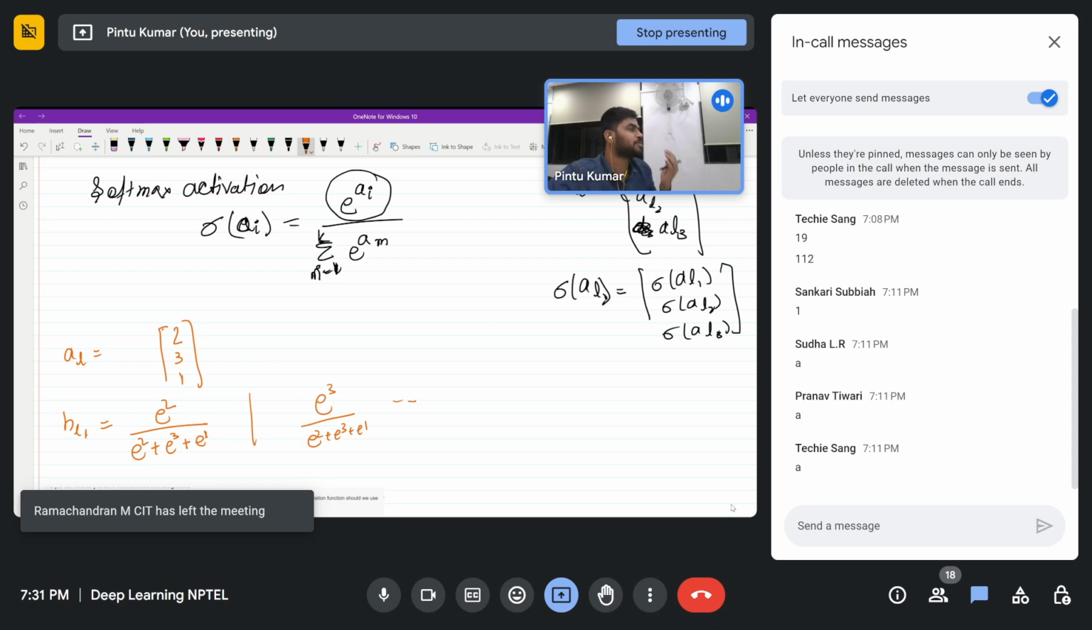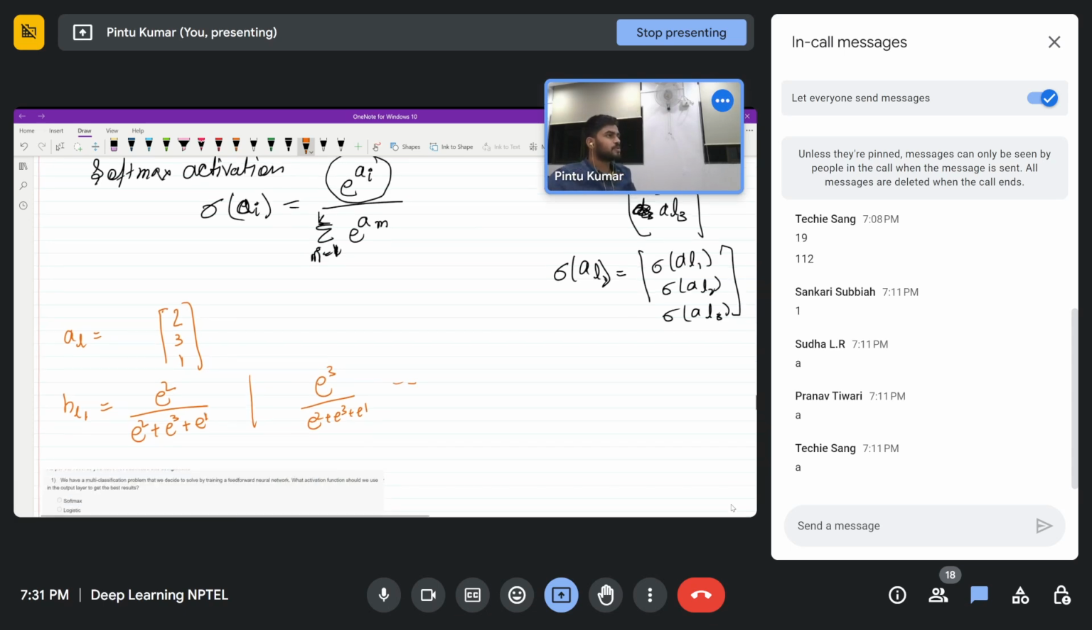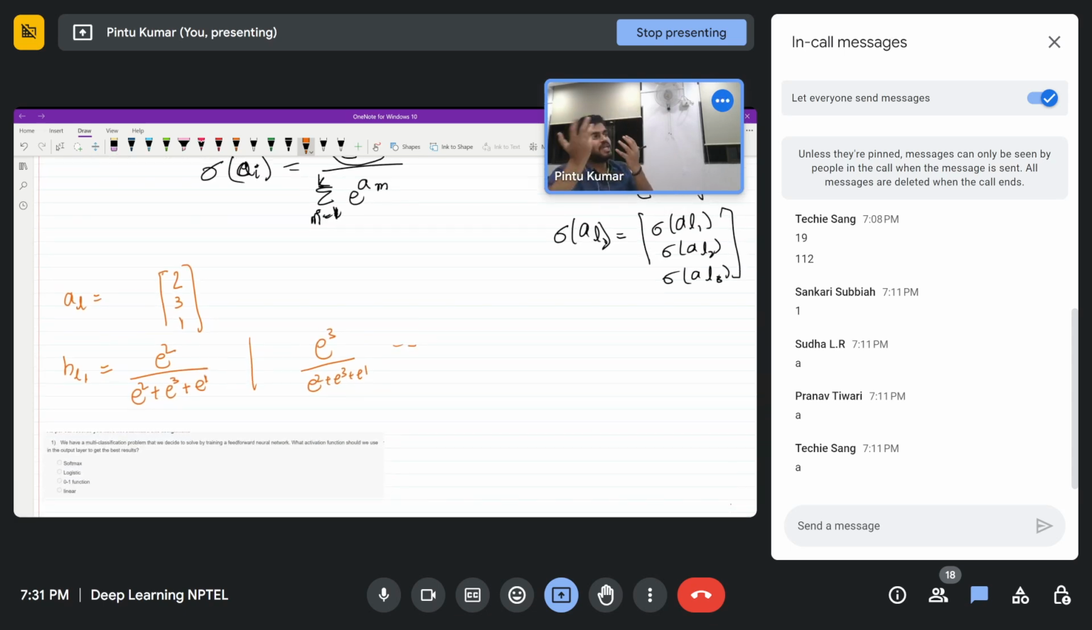And similarly you can obtain the rest. This is how softmax works. So in any application, if your final output layer demands a probability distribution, then in the output layer you should try using softmax activation.